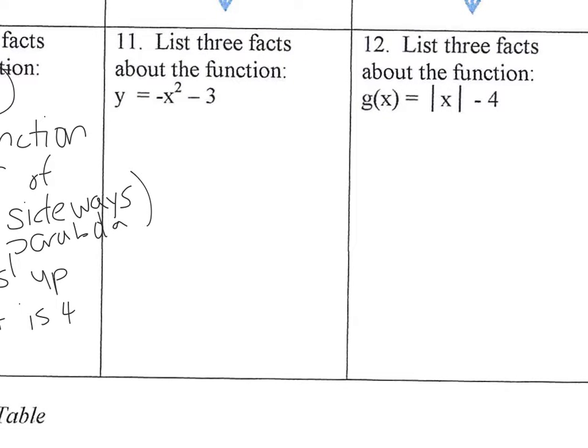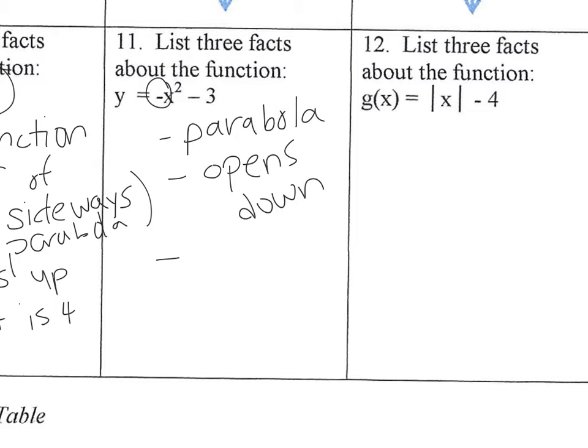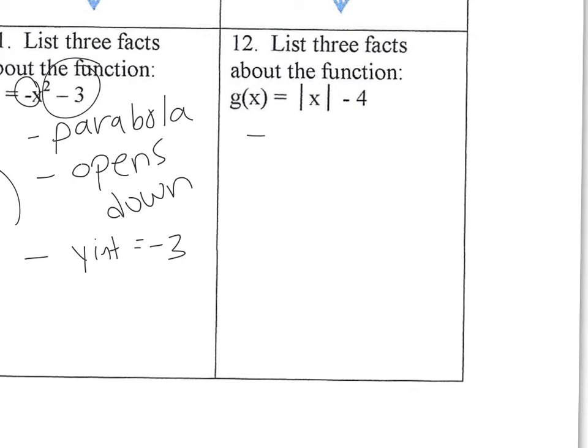And then number 11, I know that it makes a parabola because it has an x squared. I know that it's opening down because the coefficient of x squared is negative. And I know that it's been shifted down. So the y-intercept is -3. Number 12, I know that it makes a V. I know that it opens up because the number in front of the absolute value of x is positive. And I know the y-intercept is -4.